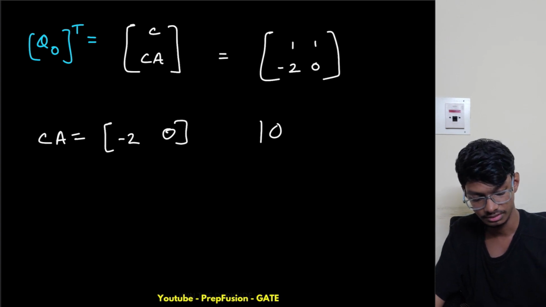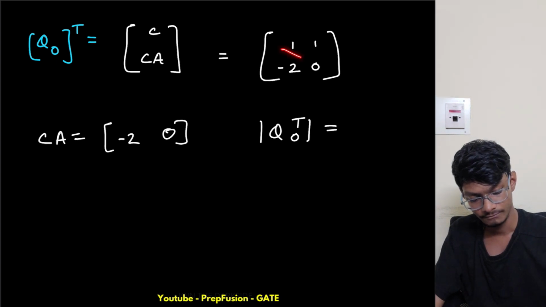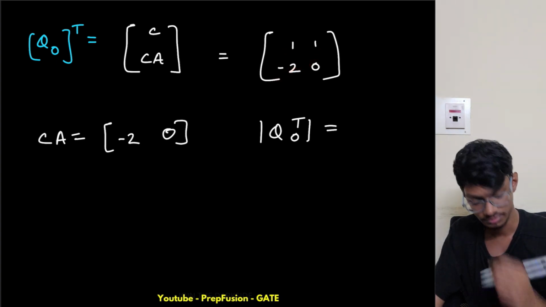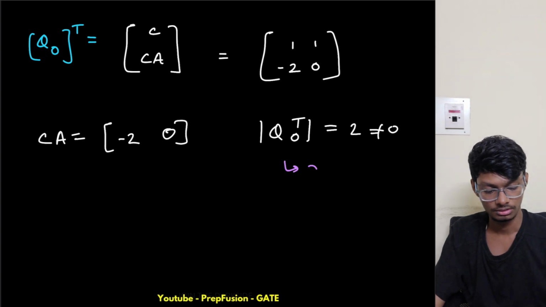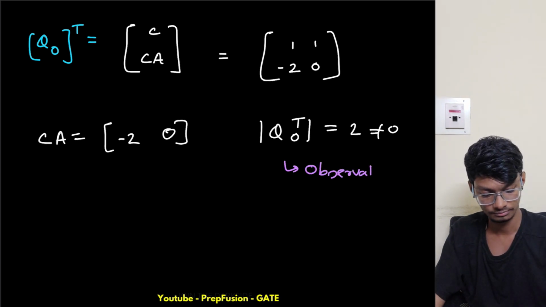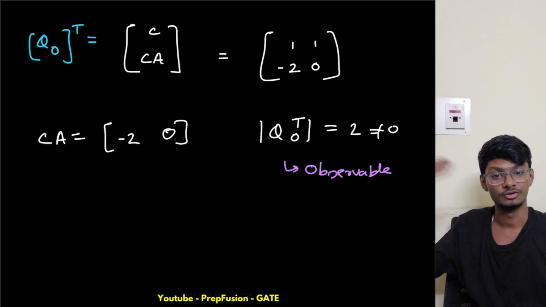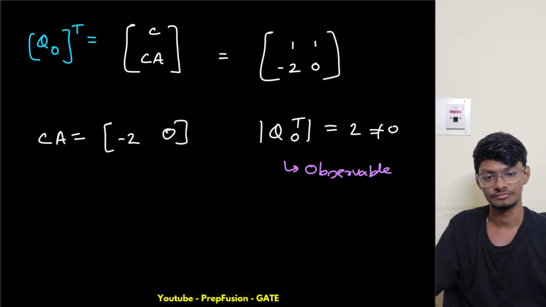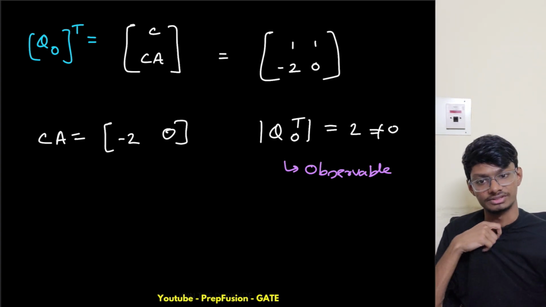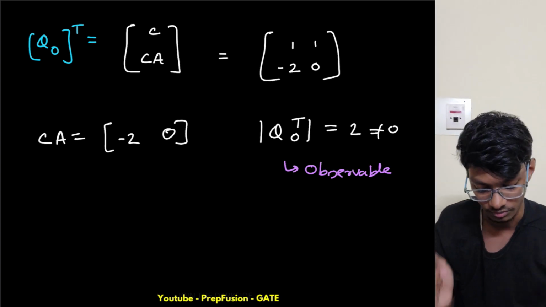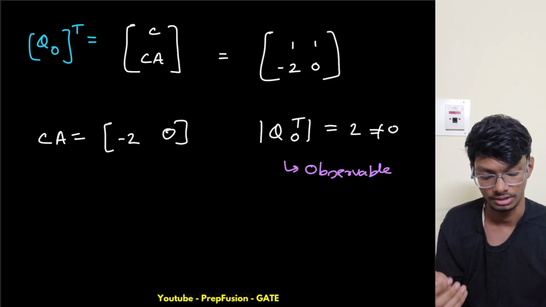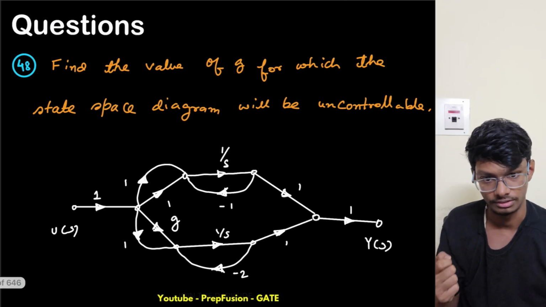So what is the determinant? This is basically 1 times 0 minus 2 times 1, which is -2. So it is non-zero, hence observable. But we know from earlier also, from the equation itself, that it is observable anyways. So I solved using both methods now, this method and that method. Okay, let's solve another question.